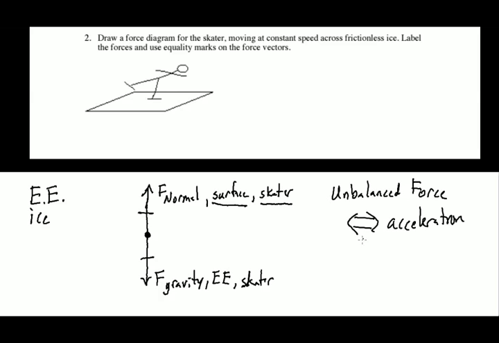If you have an unbalanced force, there will be acceleration. If you have acceleration, that must mean there's an unbalanced force. Here's this skater. He's not accelerating. He's moving at constant speed. So that tells us there cannot be an unbalanced force here. The summation has to be equal.